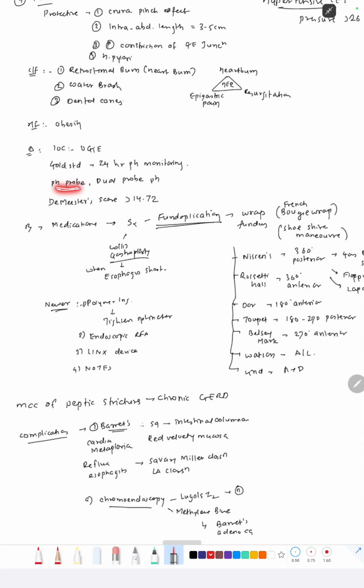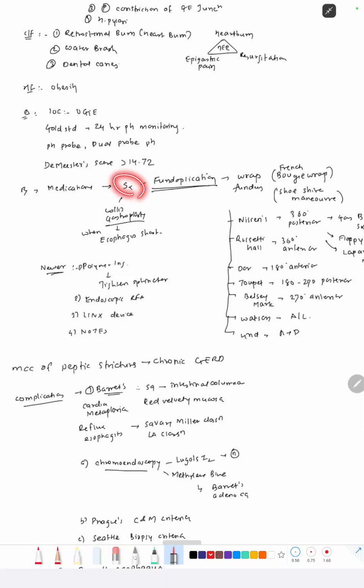Then you can put a pH probe. A dual pH probe can be put in the trachea and esophagus. This helps in good monitoring. Then if the DeMeester score is more than 14.72, then also it is diagnostic of GERD. And medications can be given, followed by surgery. The operation is fundoplication, so you have the Nissen's fundoplication.